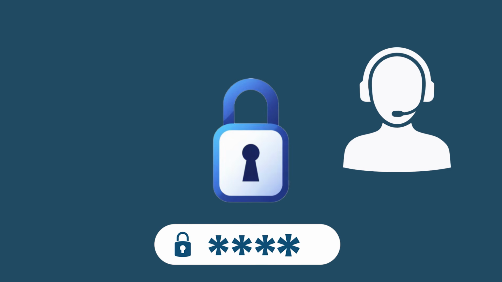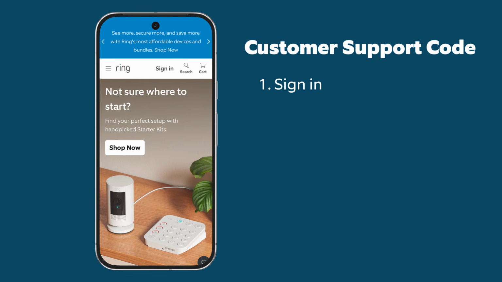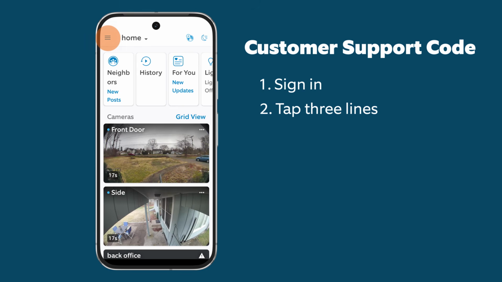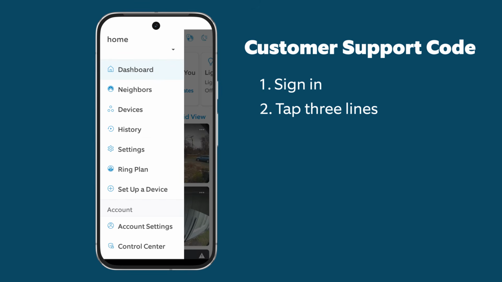If you ever need to call our customer support team, our associates will ask to verify your identity for security purposes with a code you can generate in the Control Center. Here's how. Open the Ring app, tap the menu or the three horizontal lines in the upper left corner. Tap Control Center.